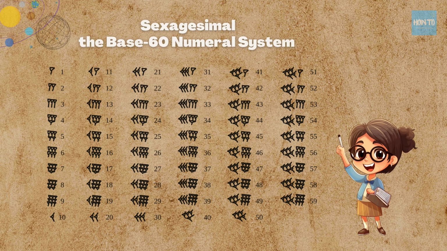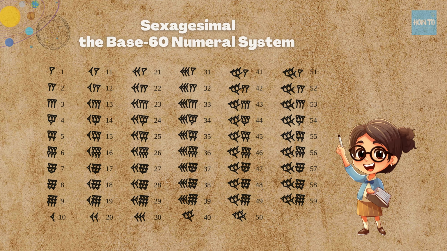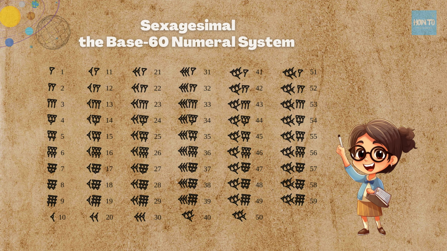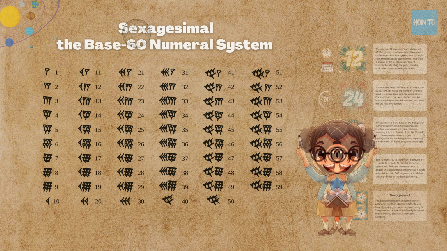If you carefully examine the Babylonian number system in the picture, you will notice that the numbers range from 1 to 59 and are all written in a unique pattern. This is because, unlike our base 10 decimal number system, the Babylonians used a base 60 number system. Numbers like 12, 24, 60, and 360 are closely related to the Babylonian number system in their origin.